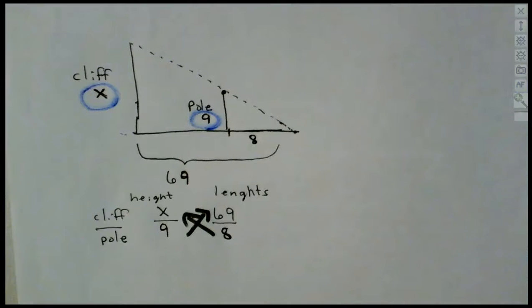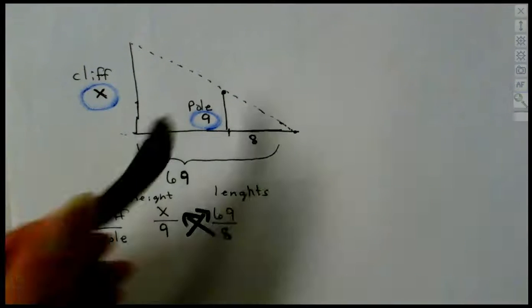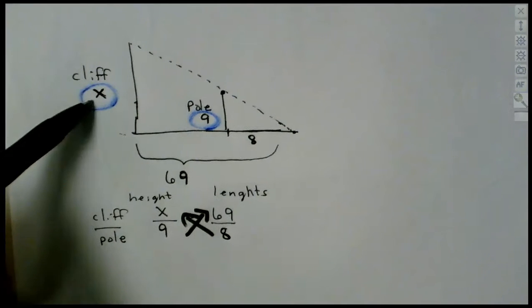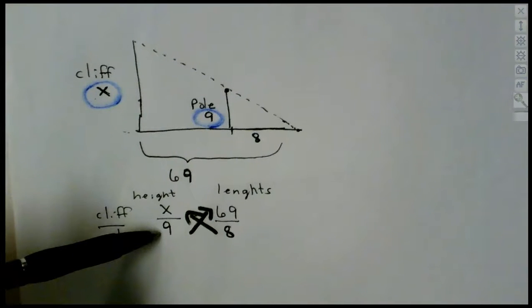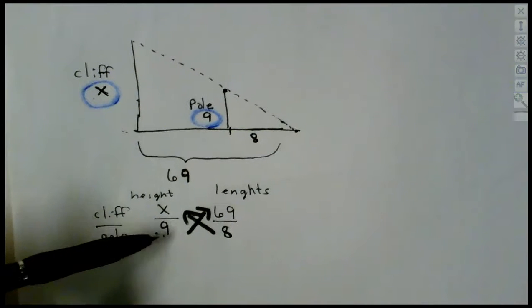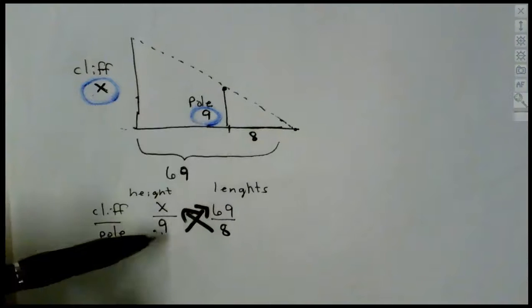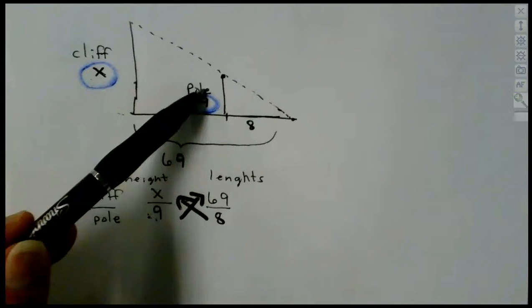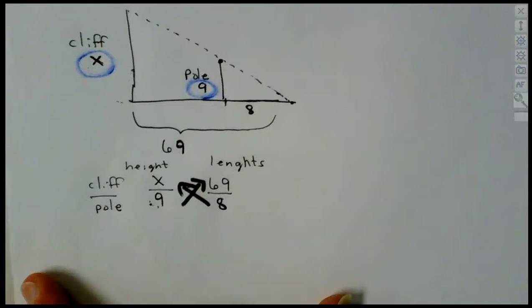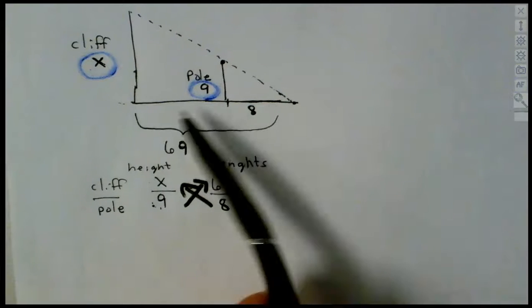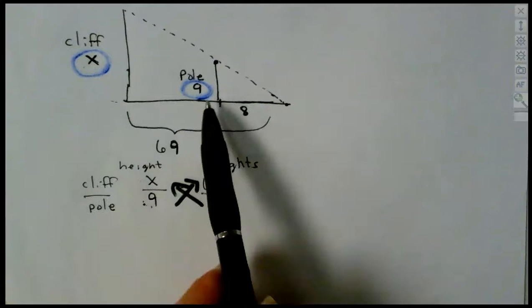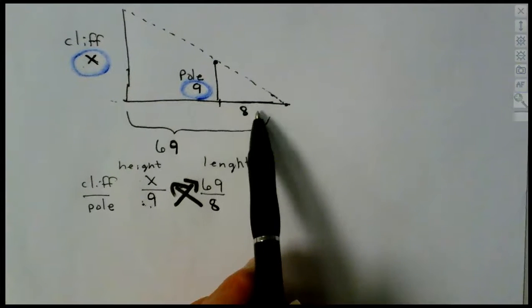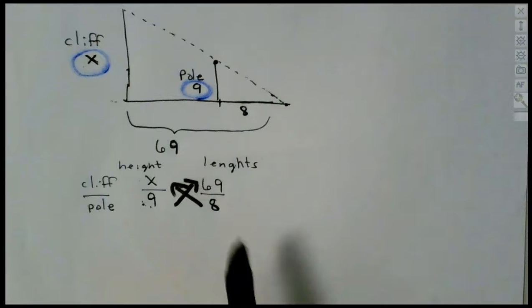Okay. We set it up as a ratio. Here's the cliff and here's the pole. Height of the cliff is unknown. Height of the pole is 9 feet, I believe. Let's see here. Yep, 9 feet. Okay, so it's in feet. So cliff is unknown, pole is 9 feet. Those go together. They're the vertical part, the heights. What about the lengths? Well, the length from the cliff to where it touches the ground, that's 69. What about the pole? How long is the shadow of the pole? 8 feet. So it goes down below there.